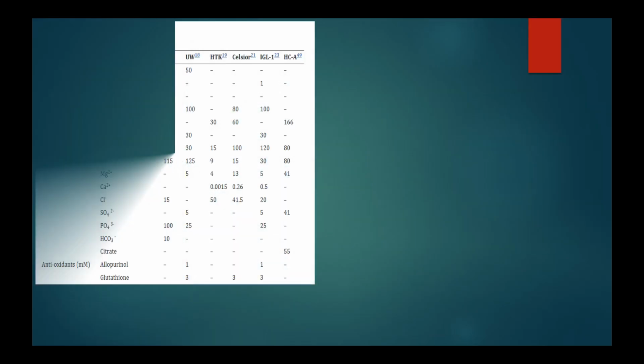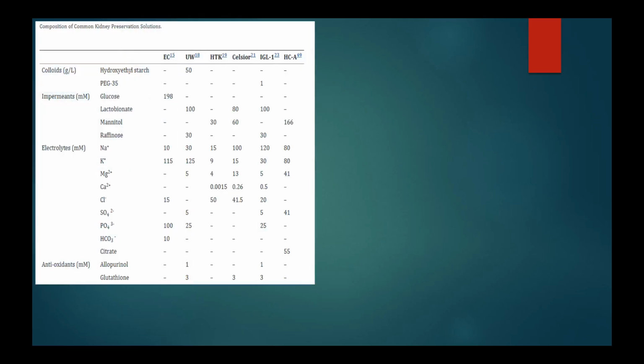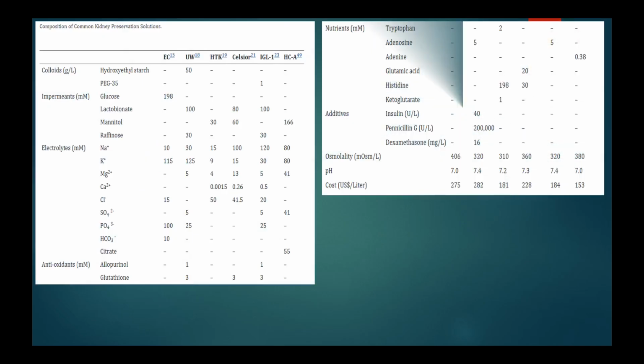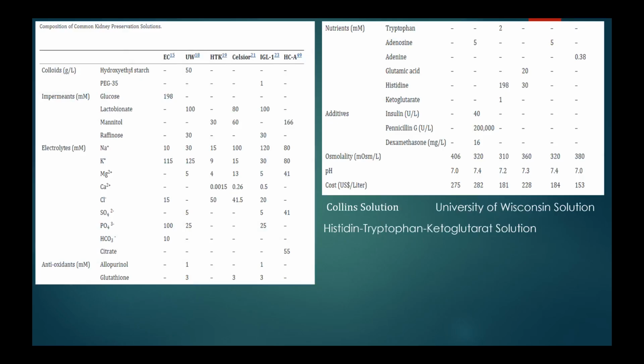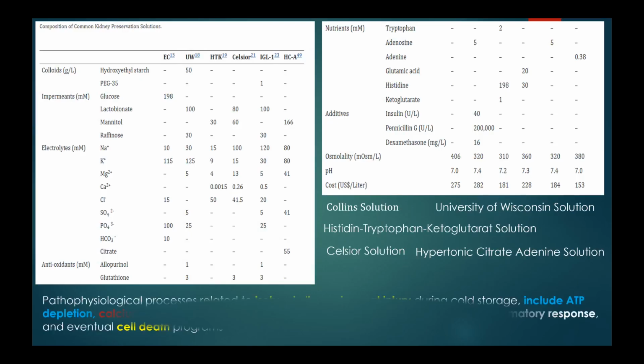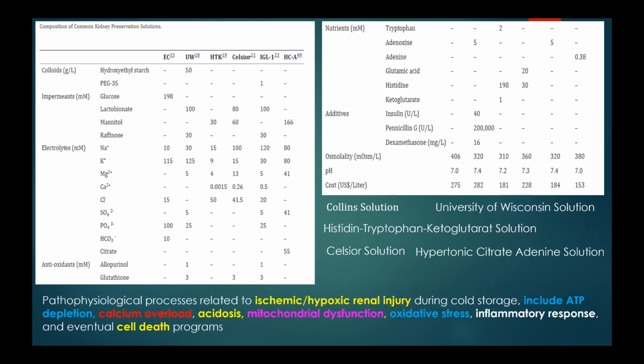And some of the commercially available common kidney preservative fluids have so many different names, and their compositions are all given here. The original one was called the Collins solution. The University of Wisconsin solution was introduced later. And there is another recent one called histidine tryptophan ketoglutarate solution. Then there is Celsior solution, hypertonic citrate adenine solution. There are so many different variations.